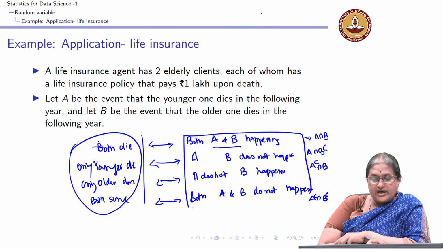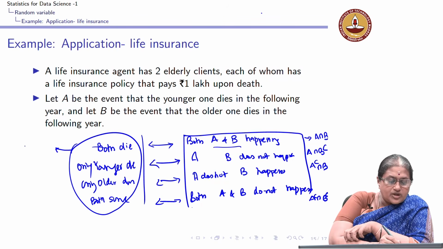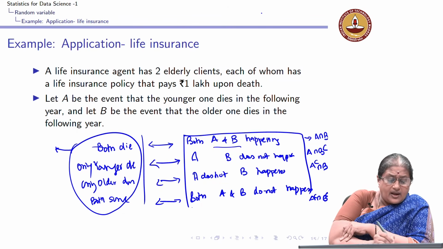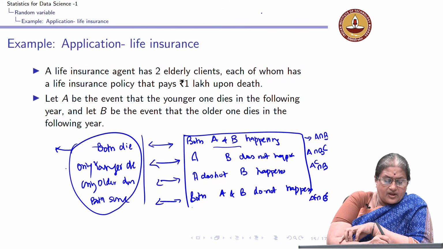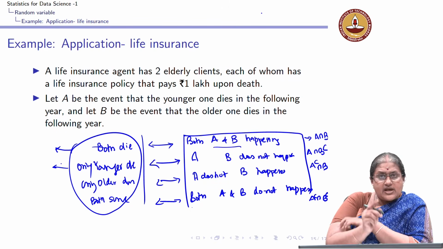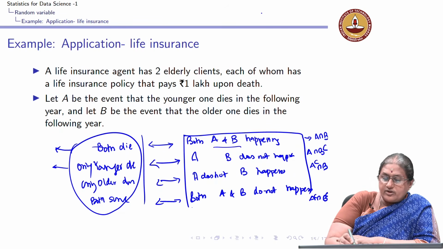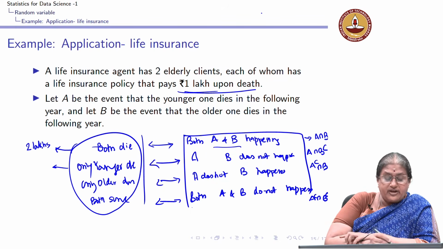When both die, the company has to give money. It gives money to both the beneficiaries. Both of them have insured for the same amount, 1 lakh upon death. So when both die, I will have to pay 2 lakhs to both the beneficiaries.